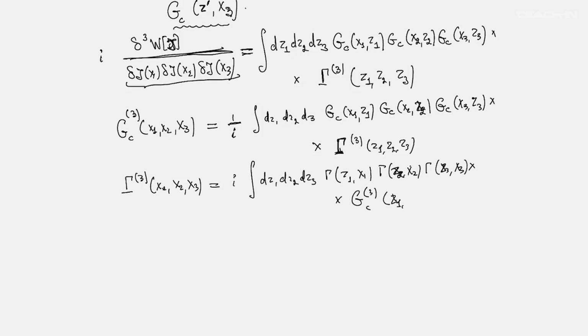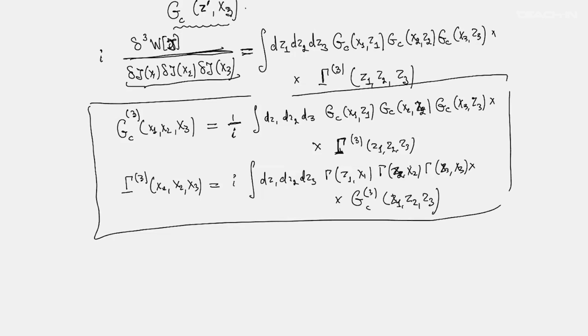So these are the formulas which allow you to move between the Green's functions and vertex functions, which makes them, in a sense, equivalent. If you know Green's functions, you can reconstruct vertex functions. And if you know vertex functions, you reconstruct Green's functions.